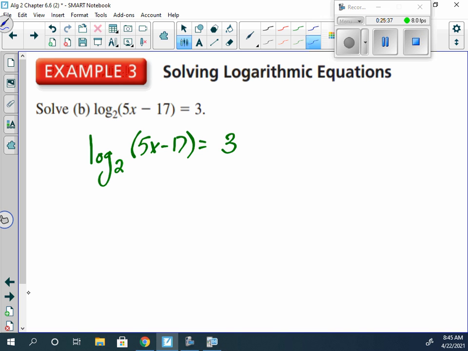Well, we can't do that because we'd have to do it to both sides. And if we did it to both sides, we'd have log base 2 of log base 2 of 5x minus 17. And that'd make it a little bit tricky. But there was another way that we did simplify logs.